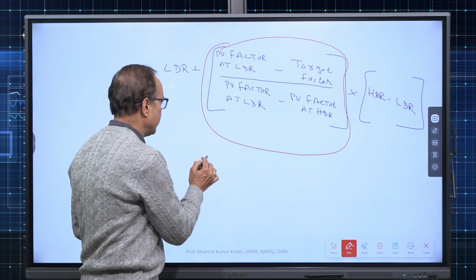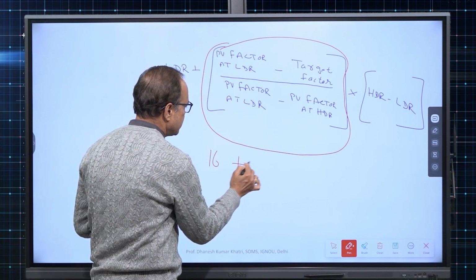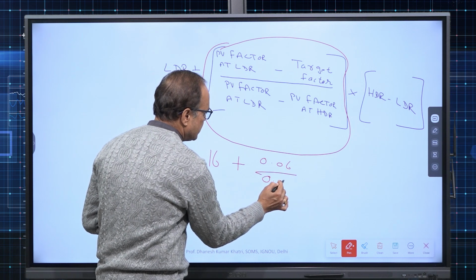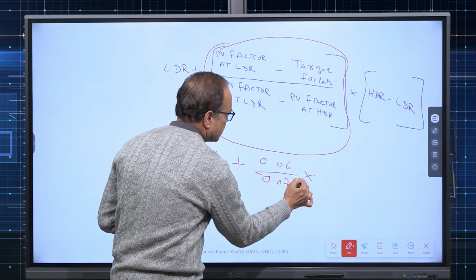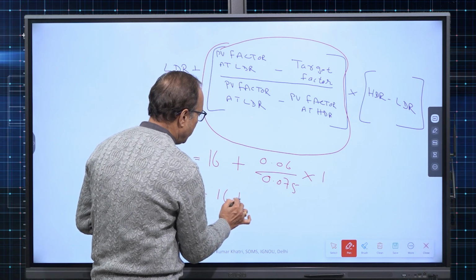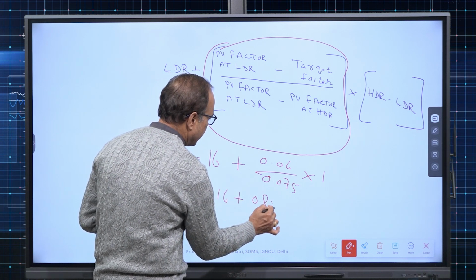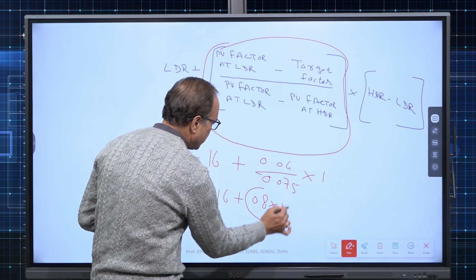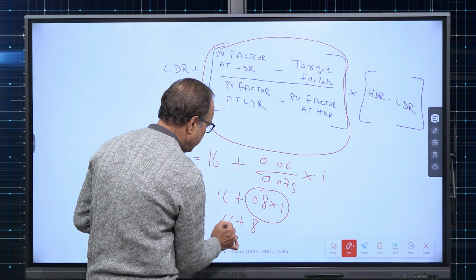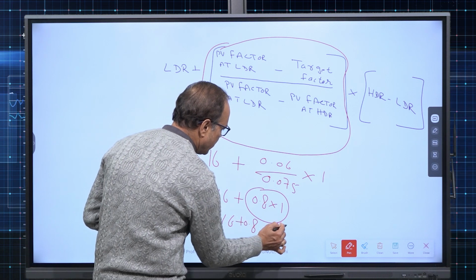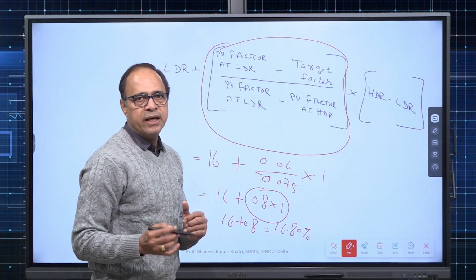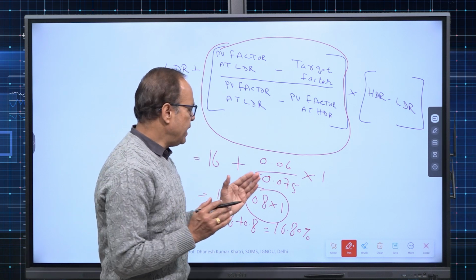Like in our case, it was 16 plus this gap was 0.06, this gap was 0.75, and this gap was 1. So, what we got? 16 plus 0.8 multiplied by 1. So, 0.8 multiplied by 1 will get you 0.8 plus 16. So, we got an answer 16.8%. So, that is how we calculate IRR when annuity case is there.